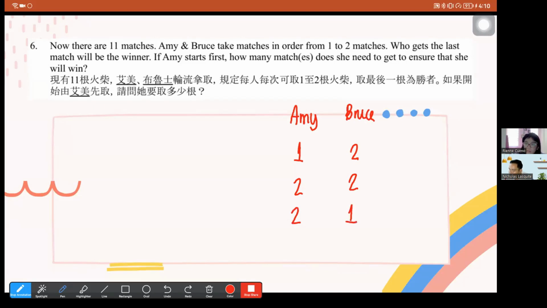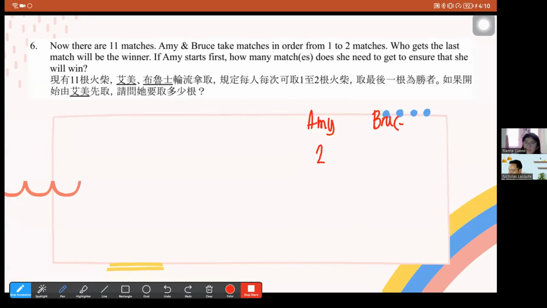And the other one here, so Bruce will win, right? So even though you will try to have as many combinations as possible, if Amy gets 1, then Bruce gets 1. Amy gets 1, Bruce gets 1. Bruce will still be ahead, except if Amy gets 2 first, right?